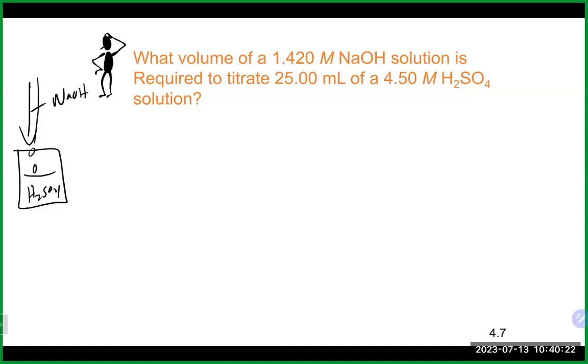This is a solution stoichiometry problem. So follow the 4 steps like we were just talking about. Decide if you need to do limiting reagent or not, and go forth and see what you come up with. And then we will talk about it here in a second. Okay, let's take a look at this one here and see what's going on.